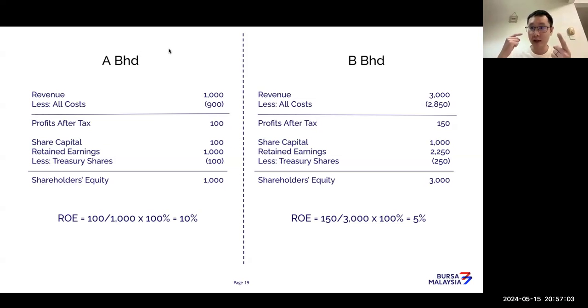So investors want positive net profit margin and return on equity. And not only that, the ones that command the higher net profit margin as well as return on equity are preferred as compared to the ones with a lower net profit margin and return on equity, right?